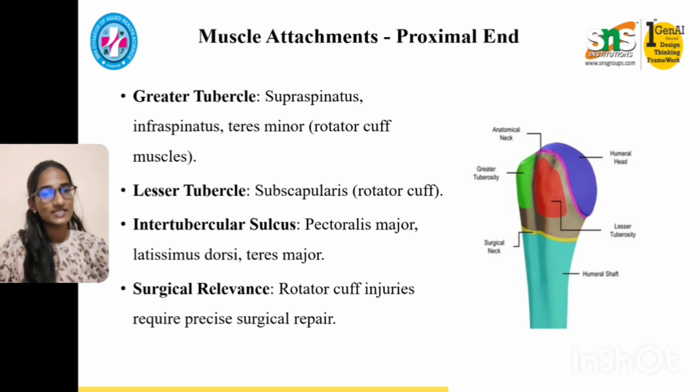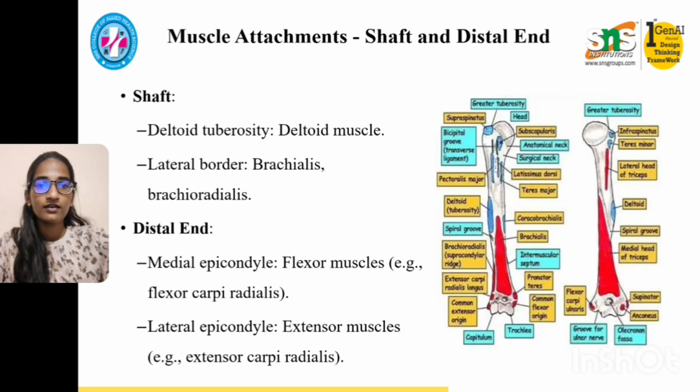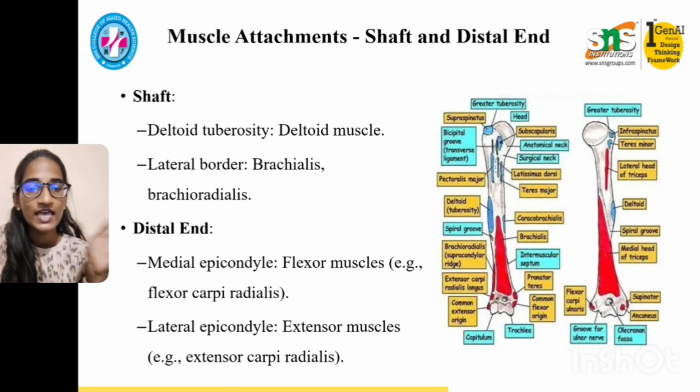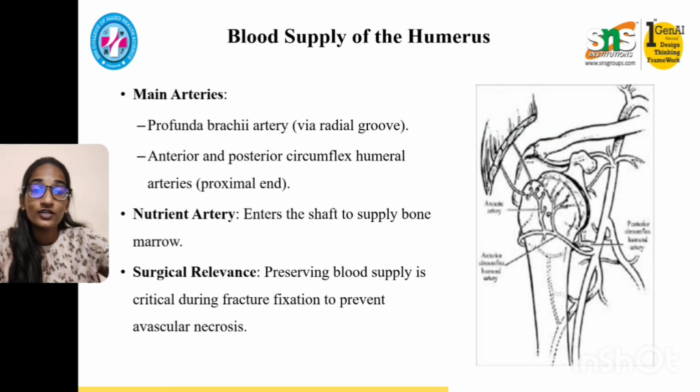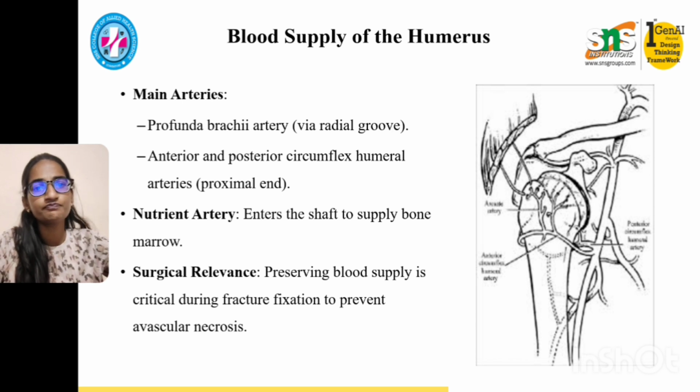And also we have seen about the muscle attachments in the proximal end, mainly like supraspinatus, infraspinatus, teres minor, subscapularis, pectoralis major, pectoralis minor, and teres major, latissimus dorsi, and all. And also we have seen about the attachments in shaft and distal end, especially deltoid muscle, brachialis, brachioradialis, and flexor muscles and extensor muscles. And also we have seen about the blood supply of humerus. In that we have seen about the main arteries, nutrient artery, and surgical relevance.